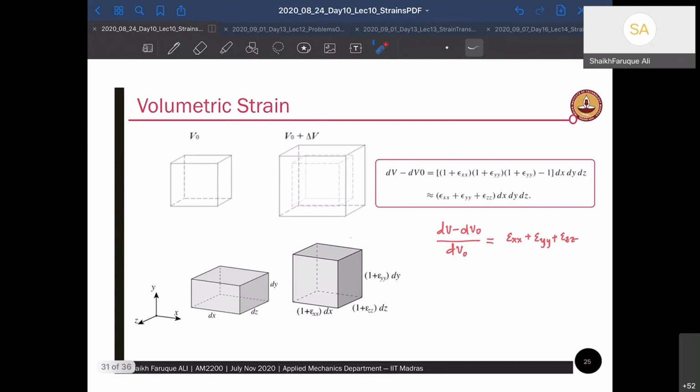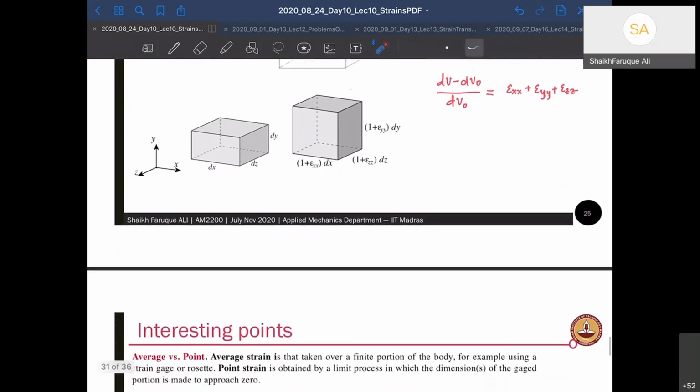Apart from the normal strains I've talked about, there is something called volumetric strain, which is change in volume of the body. So change in volume of the body is final volume minus initial volume divided by initial volume, and that comes out to be epsilon xx plus epsilon yy plus epsilon zz. So addition of all the normal strains. Just for a definition, you have to remember this. What is a volumetric strain?